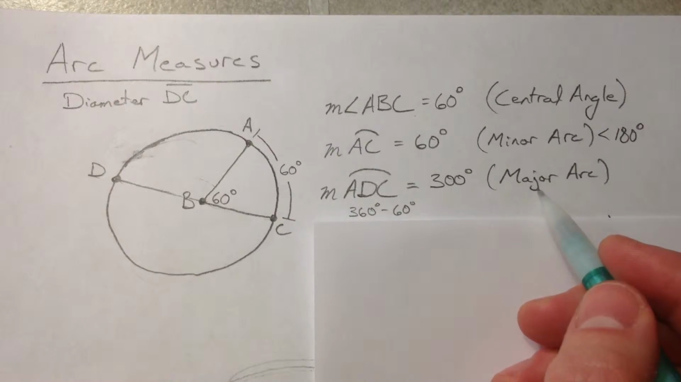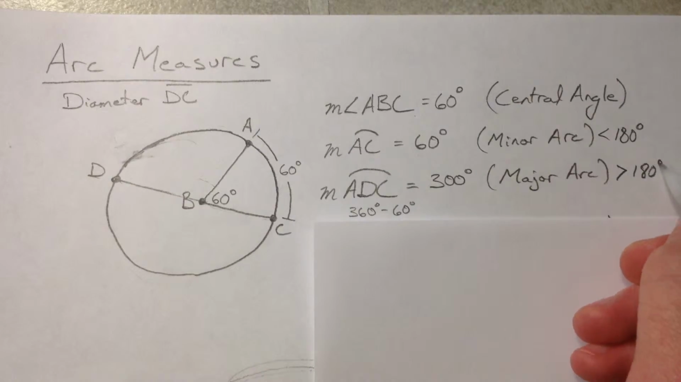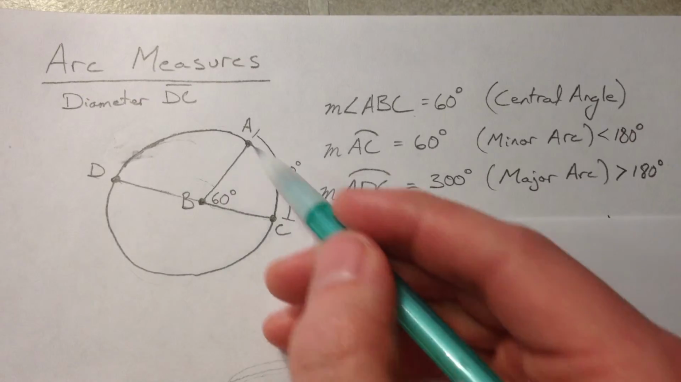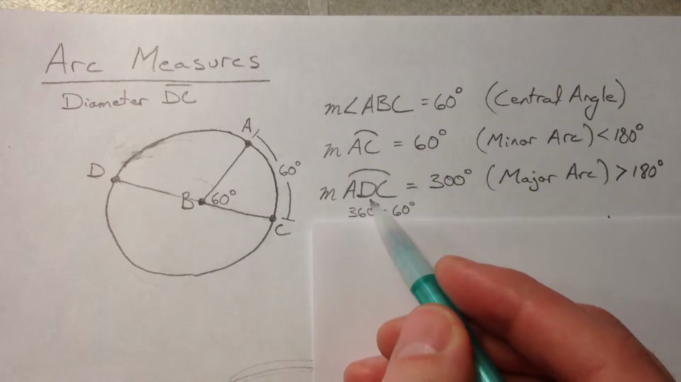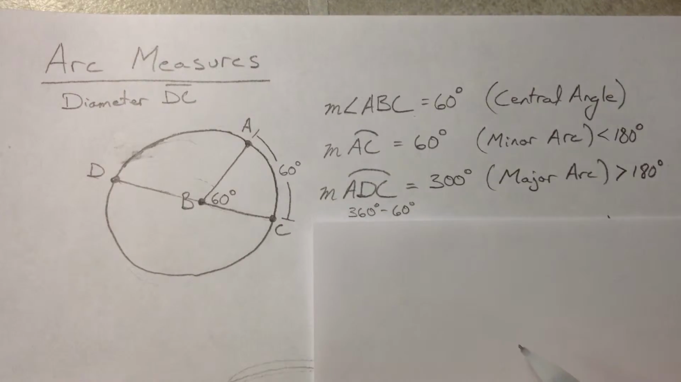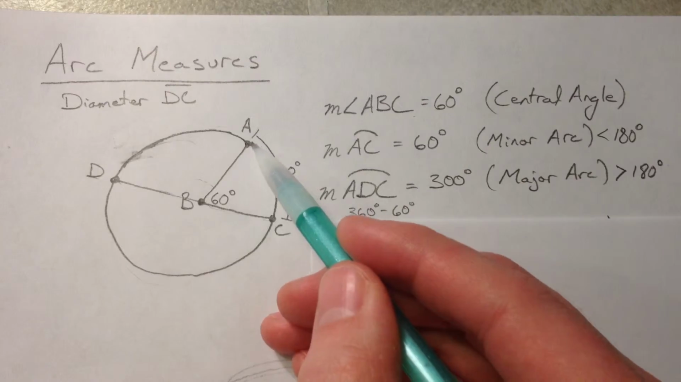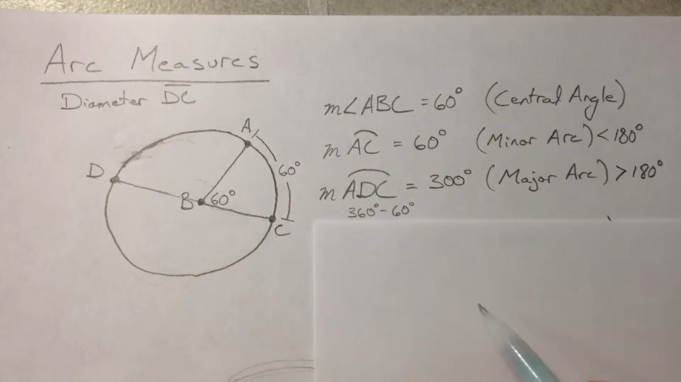And so the major arc is anything over 180. And so anytime you see those 3 letters, typically it's signifying a major arc. Sometimes it's just letting you know which way to go with it. But you have to use 3 letters if you want to talk about a major arc. Otherwise, if you just say AC, there's no way that you're talking about the long way around. Have to use that 3rd letter.